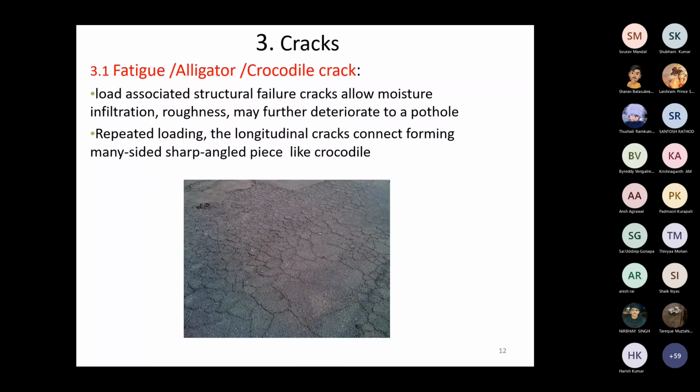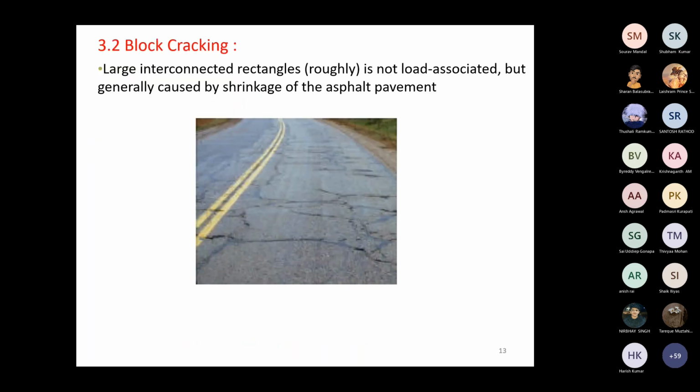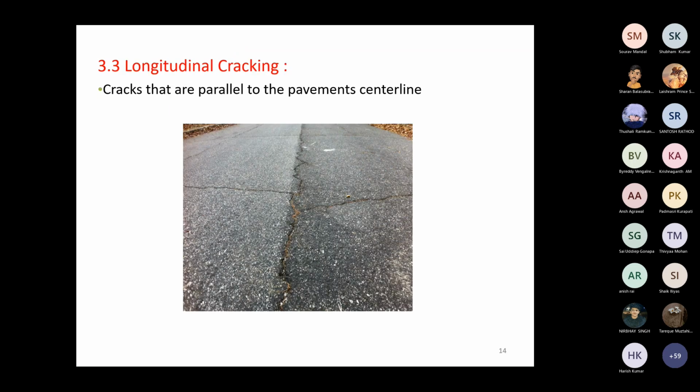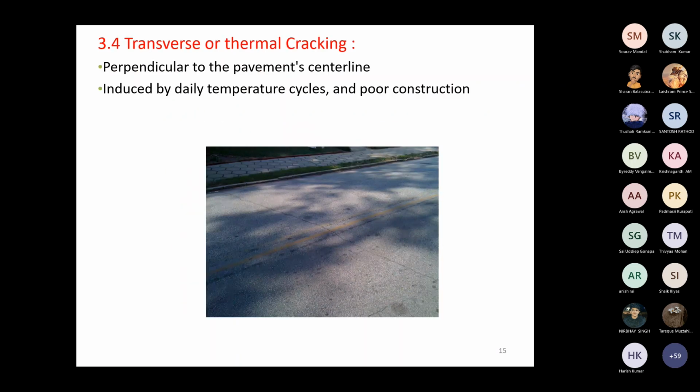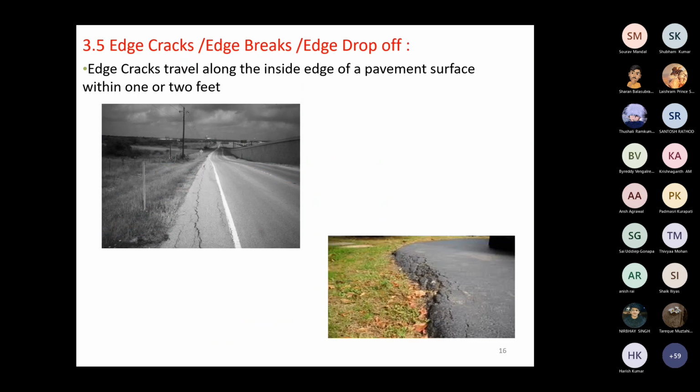Cracks: fatigue, alligator and crocodile cracking is associated with the repeated application of loads. Block cracking is not load associated but is generally caused by shrinkage of the bituminous material. Then longitudinal cracking: these are cracks that are parallel to the pavement center line. Transverse or thermal cracking is perpendicular to the pavement center line, due to daily temperature cycles and poor construction.